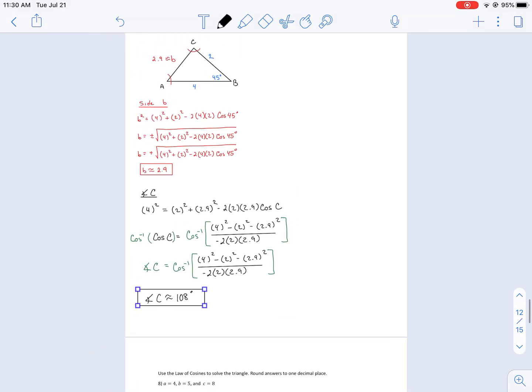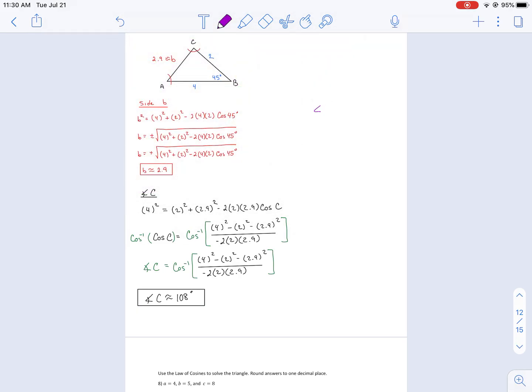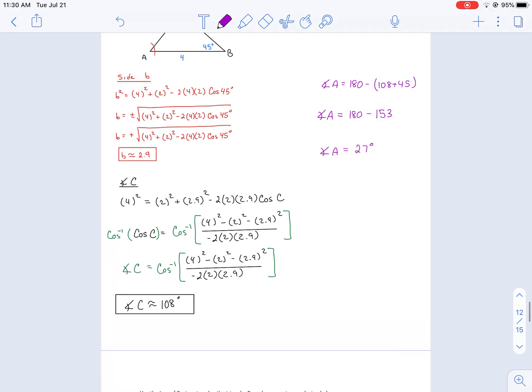And finally, we can figure out angle A. So angle A is going to equal 180 minus the sum of the other two angles. So angle A is equal to 180 minus 153. So angle A is going to equal 27 degrees. And we are done.